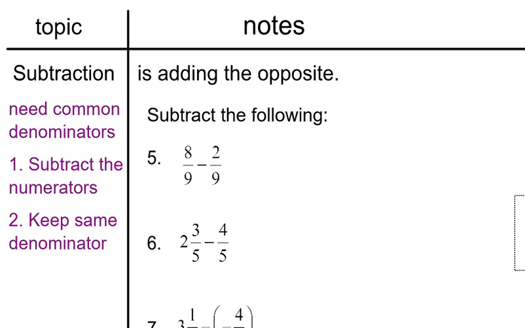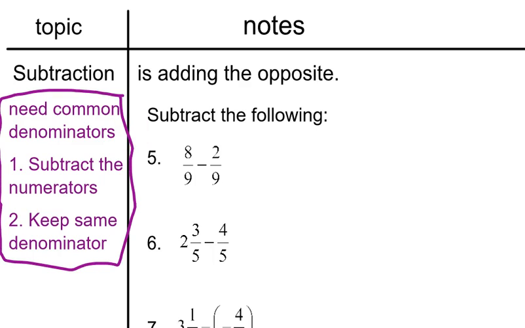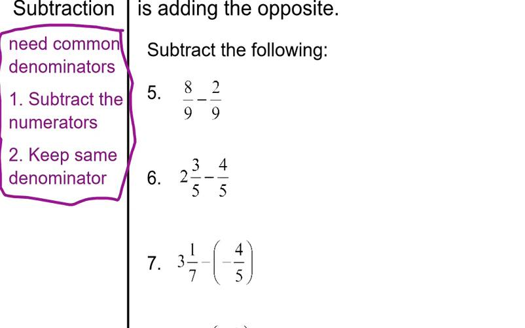Next section, subtraction. Same steps right here in purple off to the side that I'm now circling in more purple. You need common denominators, then you can subtract the numerators and keep the same denominator. So for number 5, 8 ninths minus 2 ninths, we have the same denominator, 9 and 9. 8 minus 2 is 6. Keep 9, so we have 6 over 9. 6 and 9 can both be divided by 3, which makes 2/3. You must make sure your answer is written in fully reduced form, so 2/3.